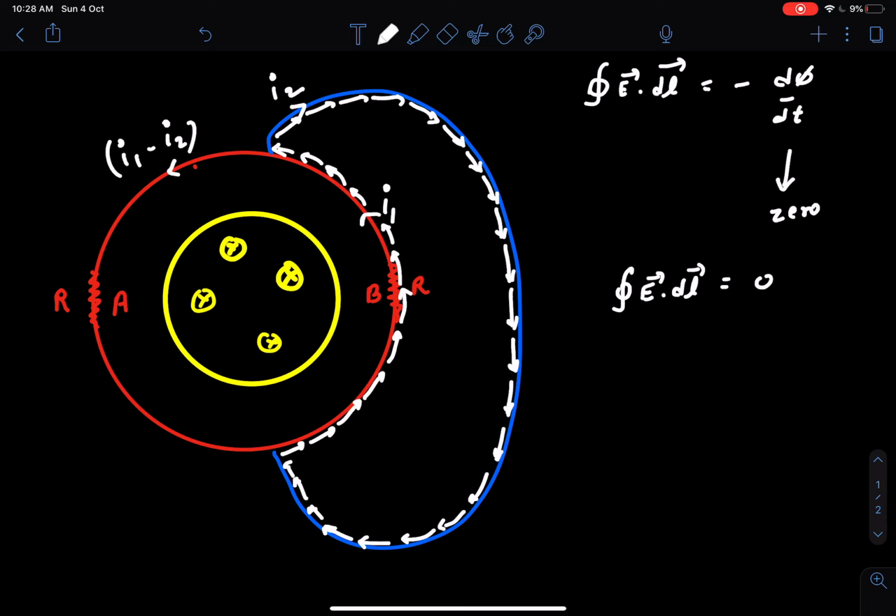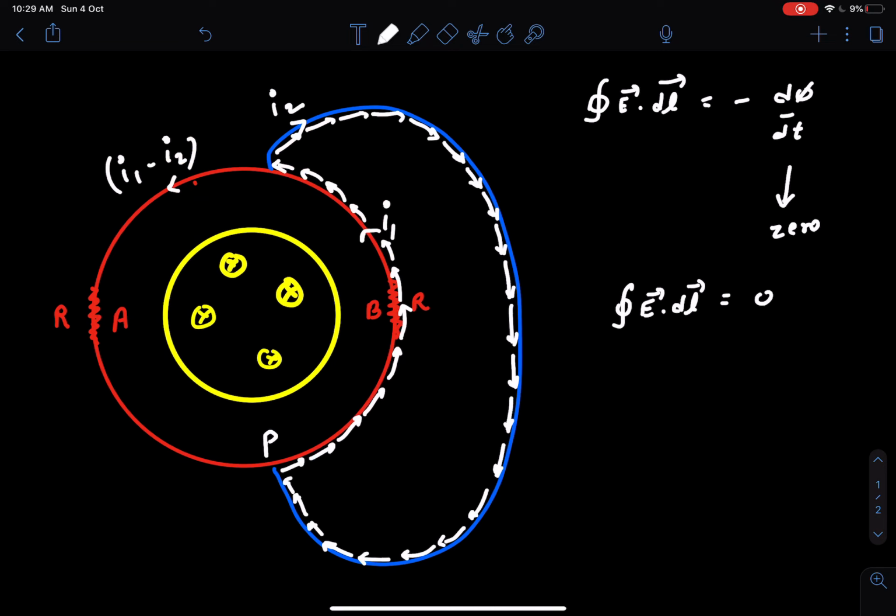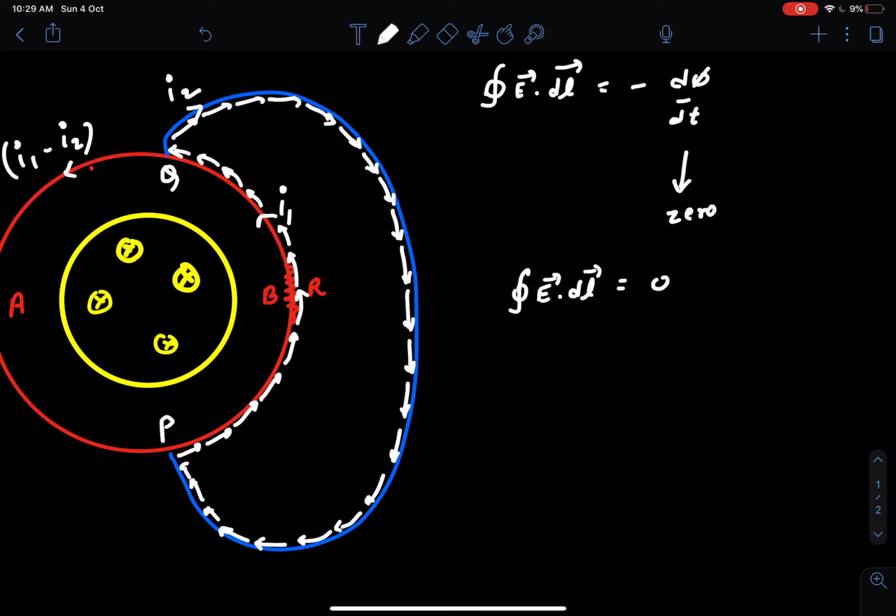Now if integral of E dot dl is 0 for this loop, then let us circulate in this loop, write the integral of E dot dl and equate it to 0. So what we will do? Well, we'll start from this point P. We will go to Q along this white arrow line. So going from P to Q we encounter a resistance R. So integral of E dot dl from P to Q along this white loop will be equal to plus I1R, and then we will go from Q to P back again through this I2 current path, or you can say through this blue path, to come back to point P.